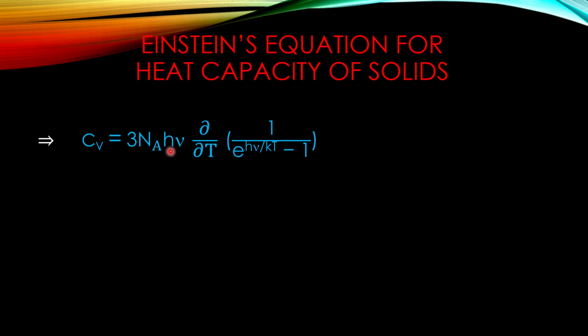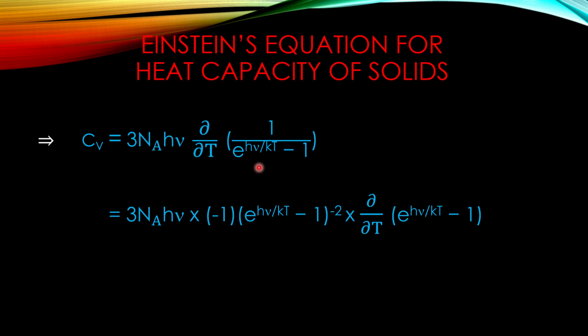Cv equals 3 N_A h nu into del by del T of 1 by e to the power h nu by kT minus 1, because h and nu are constants here. So we have taken these two constant terms out of the differentiation, and only the function of T remains inside. So this is e to the power h nu by kT minus 1, whole to the power minus 1. That is why minus 1 is taken here. Since it is minus 1, another minus 1 is added for differentiating, so minus 2.